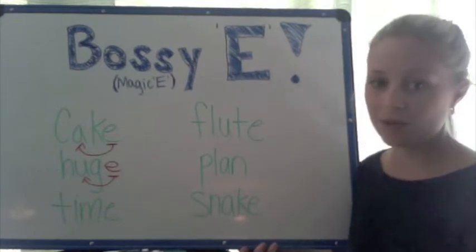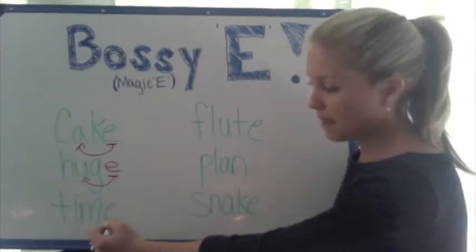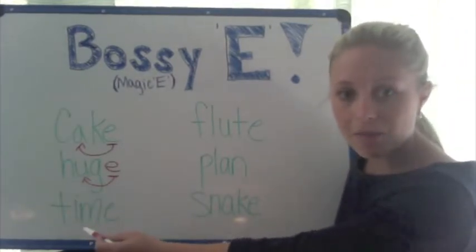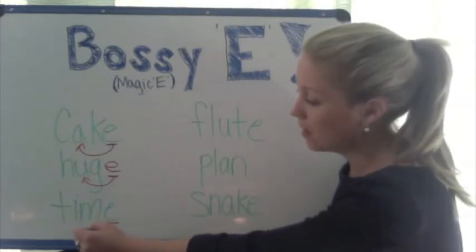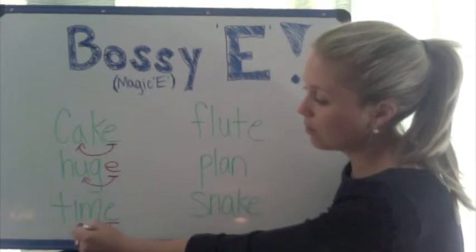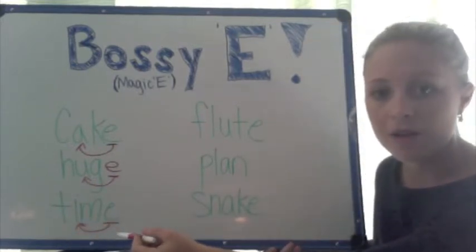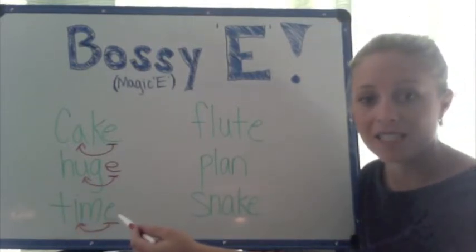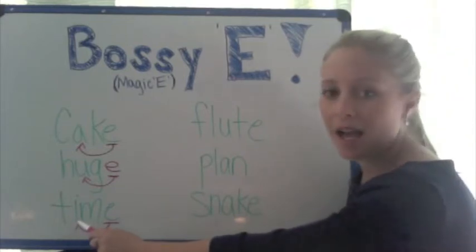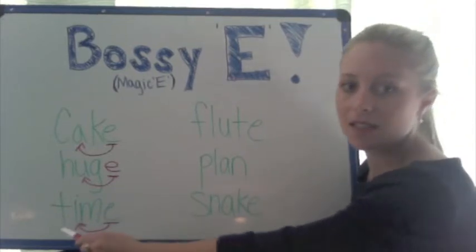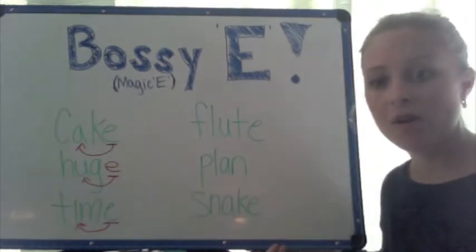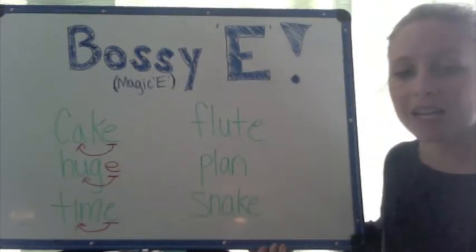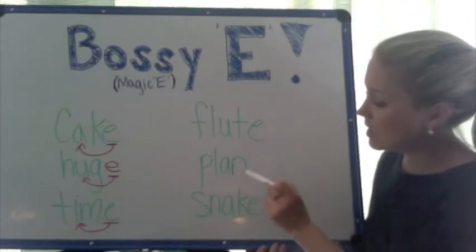Let's read this last one on this side. We see the very first thing at the end is a bossy E. So we're going to underline and skip to our vowel. So now we know that that vowel says its name. I'm. Time. Very good.